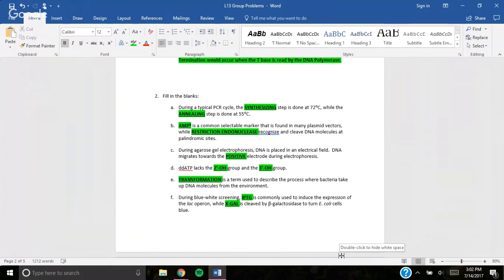And then C, during agarose gel electrophoresis, DNA is placed in an electrical field. DNA migrates towards the positive electrode during electrophoresis. For D, ddATP lacks the 2' hydroxyl group and the 3' hydroxyl group. For E, transformation is a term used to describe the process where bacteria take up DNA molecules from the environment. And F, during blue-white screening, IPTG is commonly used to induce the expression of the lac operon, while X-gal is cleaved by beta-galactosidase to turn E. coli cells blue.